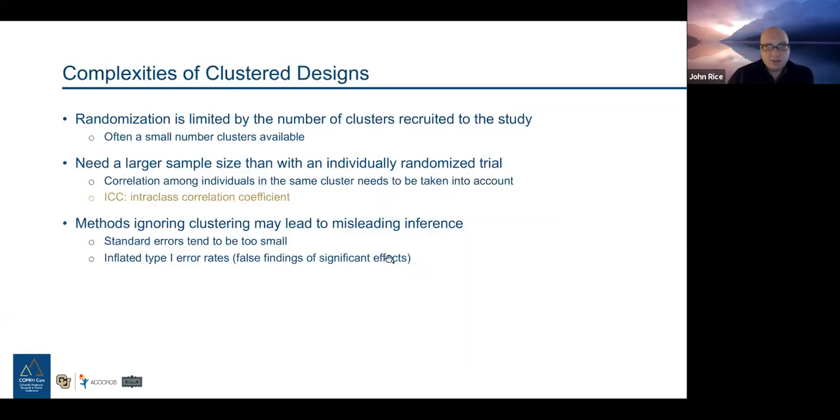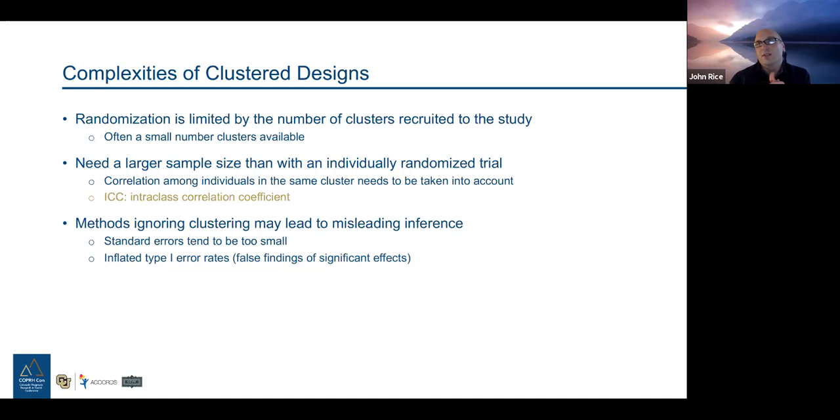So cluster designs are generally going to be more complicated to analyze and to work with than independently randomized designs. One limitation is the number of clusters that are available, and this is why participation is so important. You need to get these clusters to buy in. As I mentioned before, with a larger ICC or more interrelatedness within clusters, you're going to need an increasingly large sample size, because it's getting closer to the idea of each cluster being an individual unit.